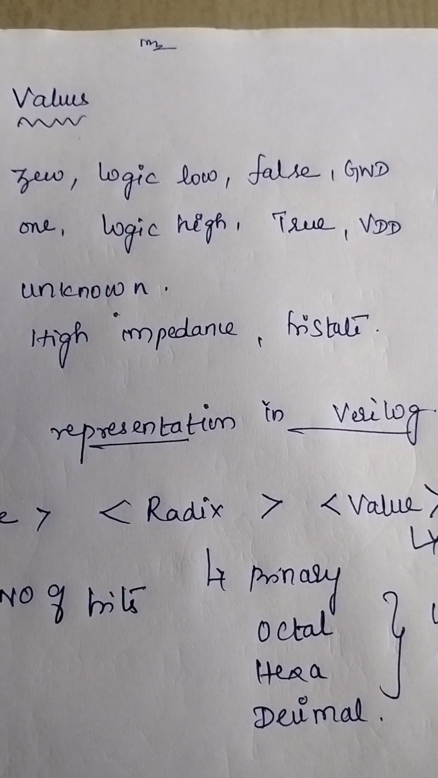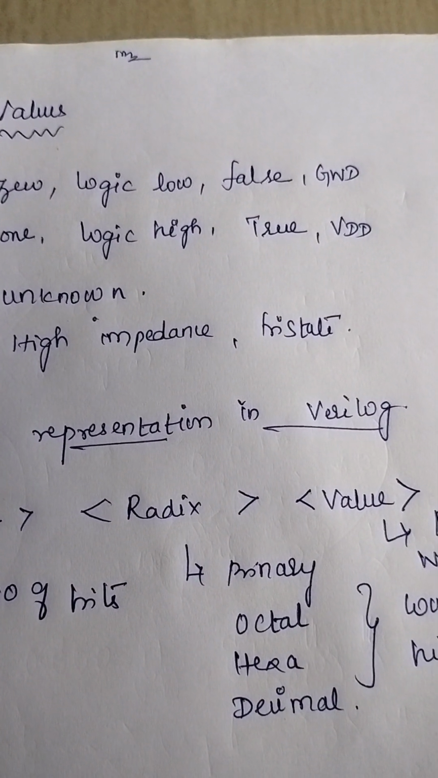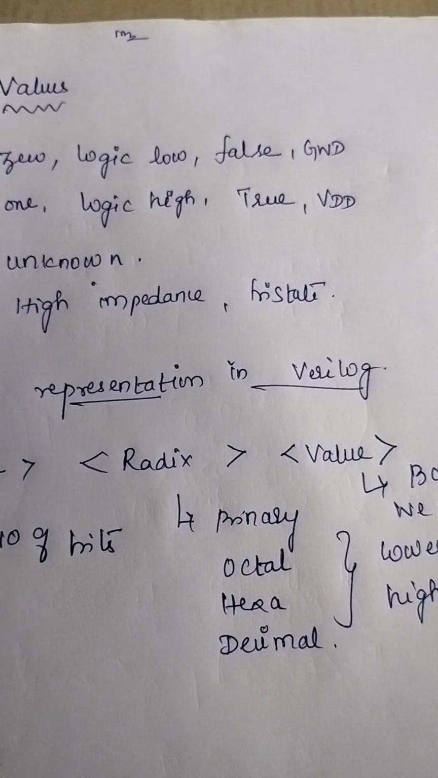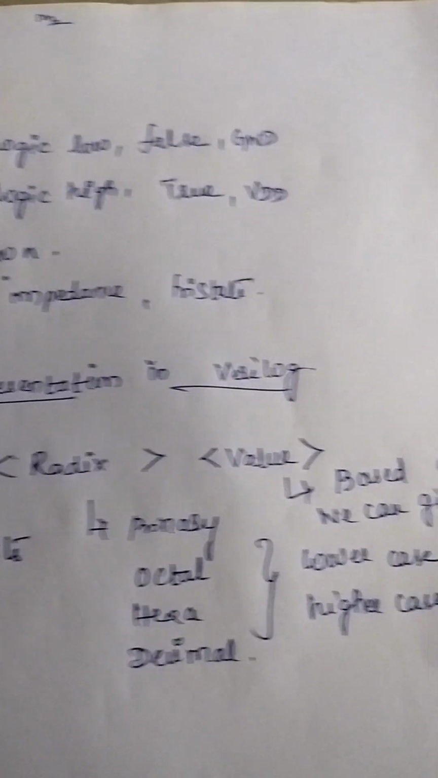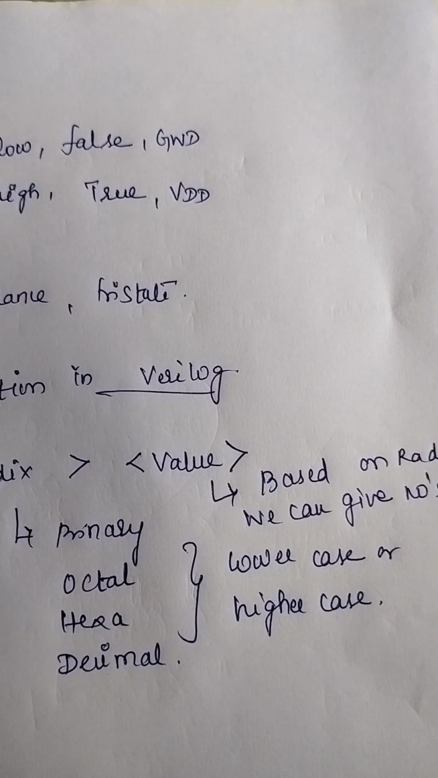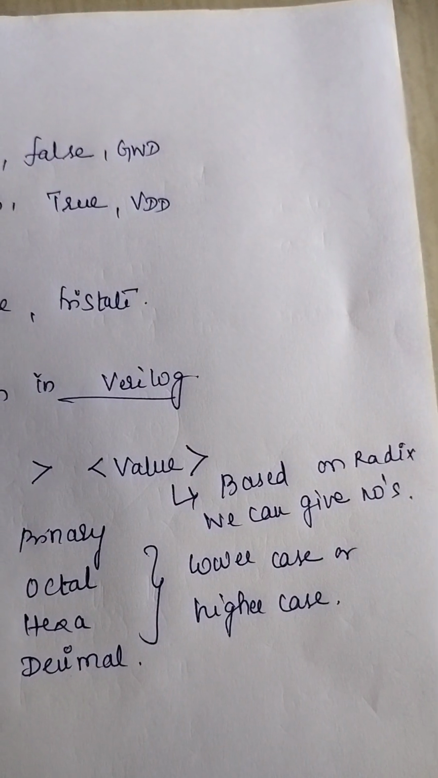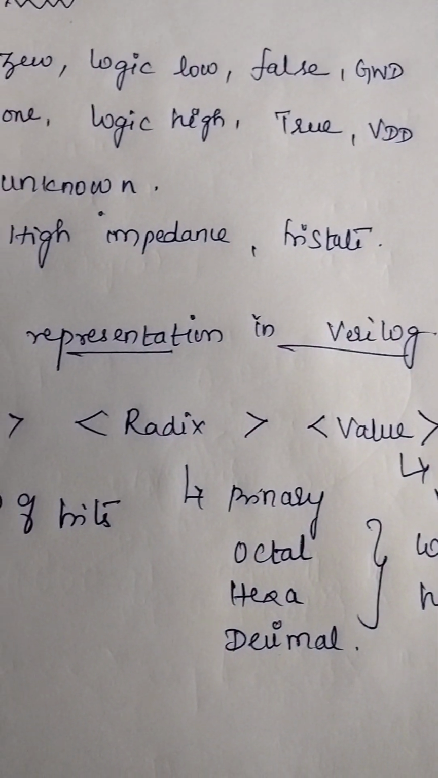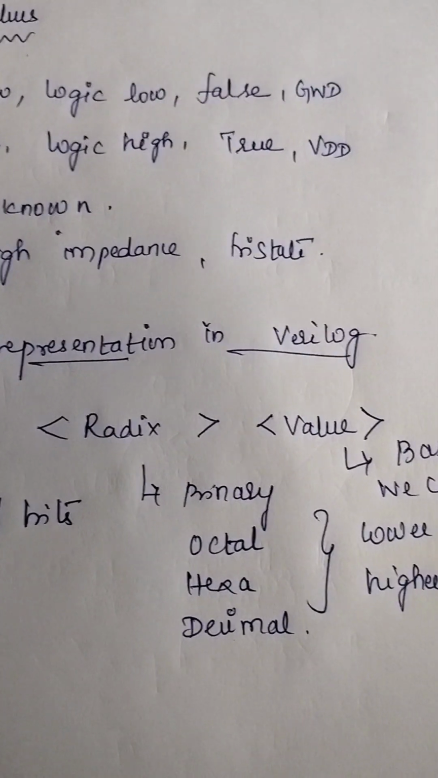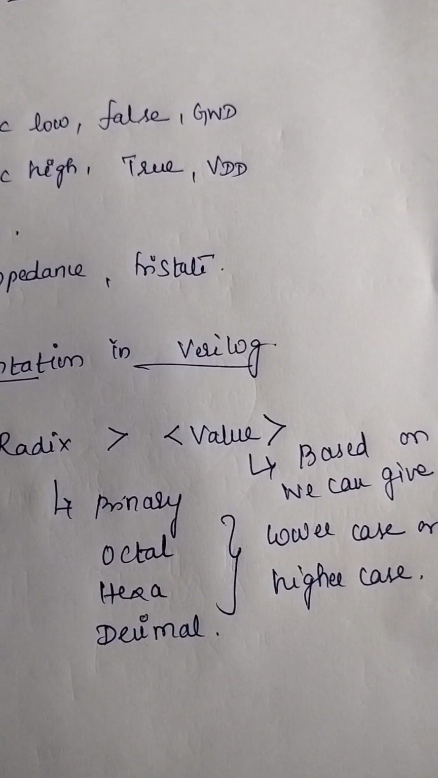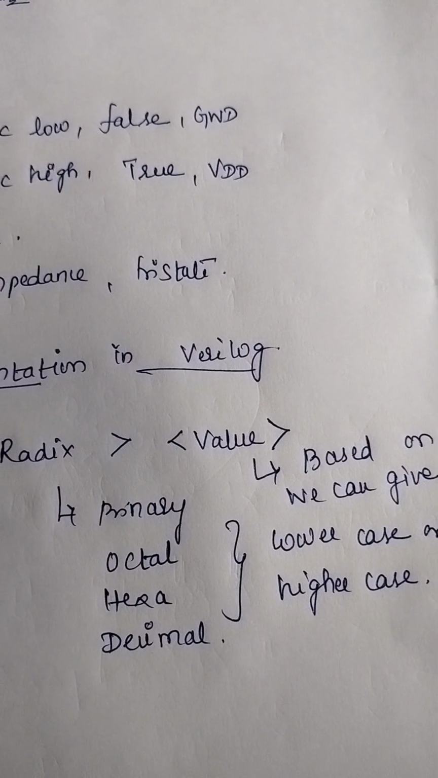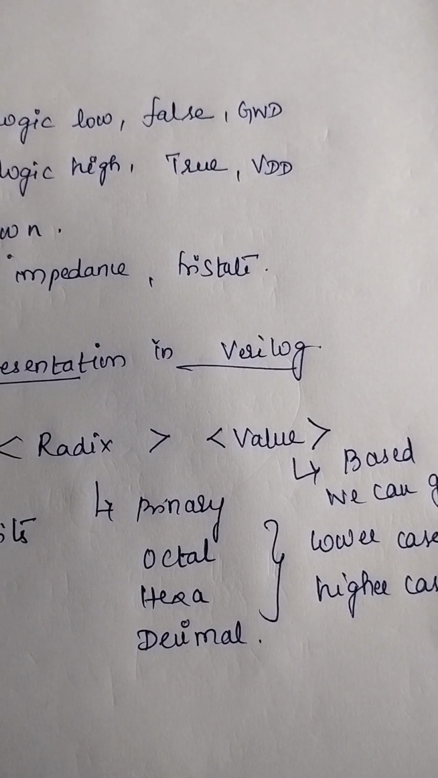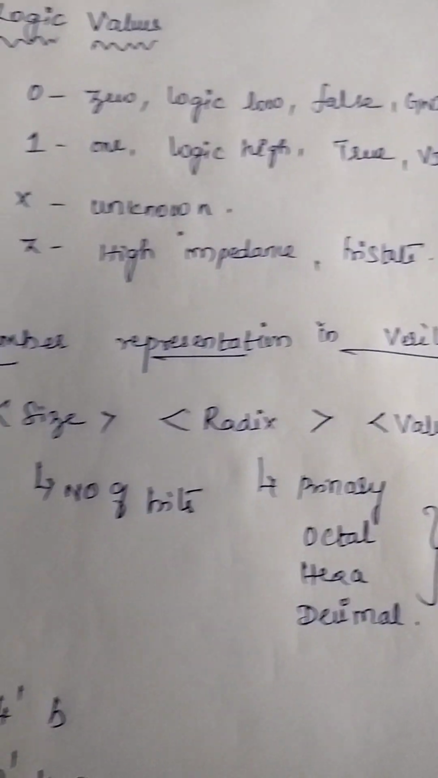Radix means it can be binary, or octal, or hexadecimal, or decimal. The next is value. Based on the radix we can write the number or values. Whenever you are representing the radix, it can be in upper case or lower case. Let's see some examples under number representation.